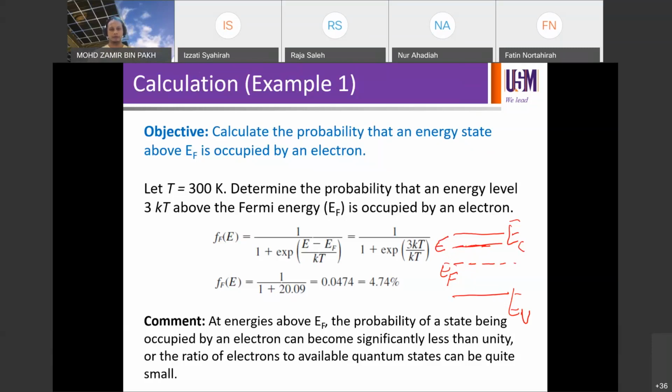So let T be 300 Kelvin. Normally if the temperature is not given, it's room temperature. Okay, so determine the probability that an energy level... Oh, this is the real question. Let T be 300 Kelvin. Determine the probability that an energy level 3 kT above EF is occupied by an electron. So where would you draw the 3 kT?